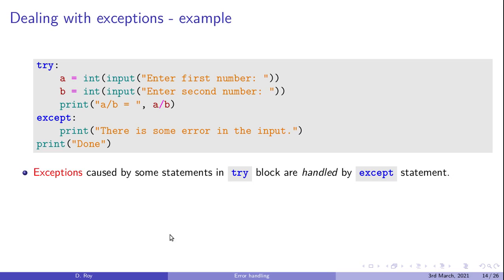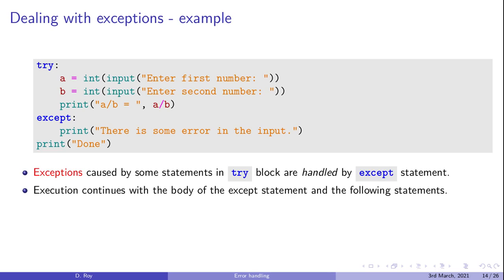Now here this exceptional case is caused by some statement in the try block, and the corresponding exception is getting handled inside this except block. Now the advantage of using exception handling in Python is, even if there is an exceptional error occurring in the try block, the rest of the program code will be executed.